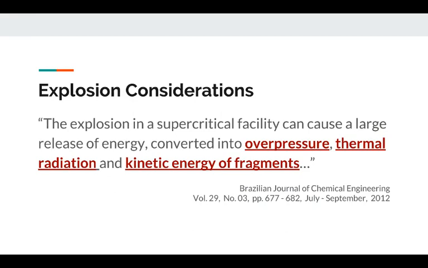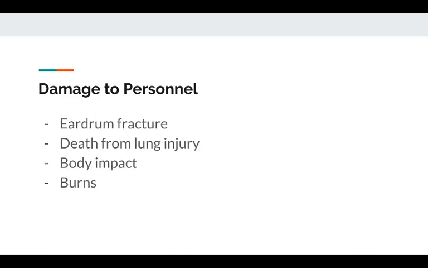However, in the worst case scenario, when an explosion does in fact occur, it's important to make sure that the proper personal equipment is being used. So, when an explosion does occur, you'll see overpressure, thermal radiation, and kinetic energy from the exploded fragments. Each of these can cause different kinds of damage. The main one being eardrum fractures, but also death from lung injury, body impacts, and burns. Each of these has a different level of severity and probability.